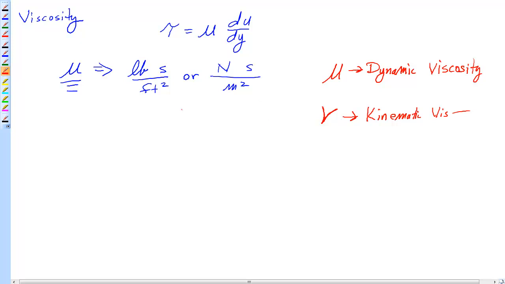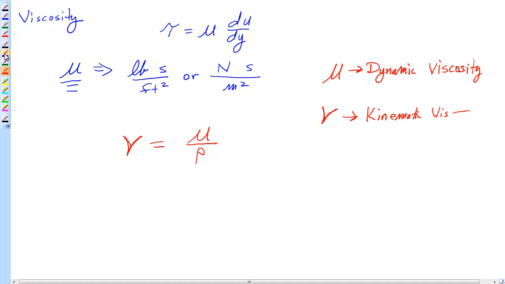It's pretty simple. The kinematic viscosity is nothing more than this. Now, why would you even define something like that? And here comes a good reason to pick this up, and I'm going to introduce this, and then I'm going to backtrack on myself.